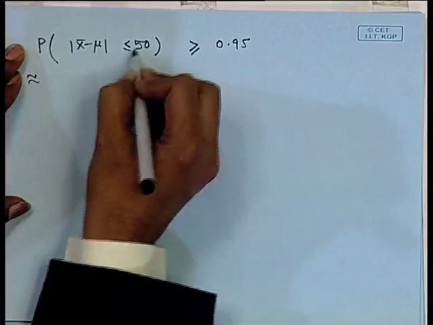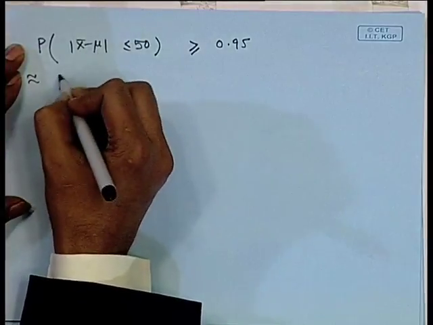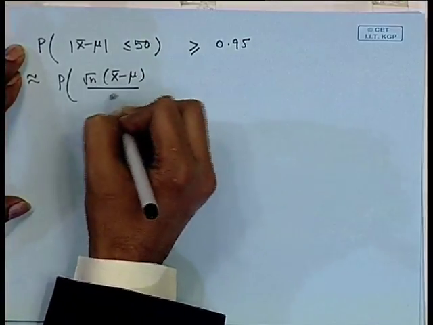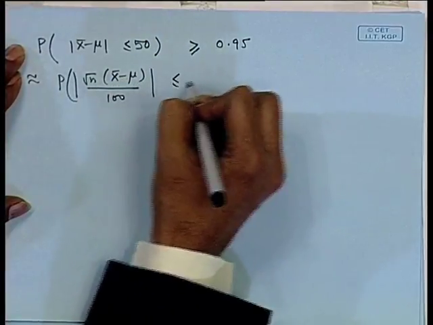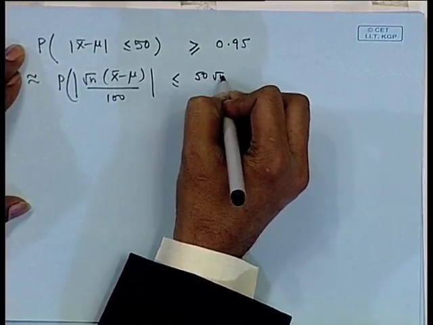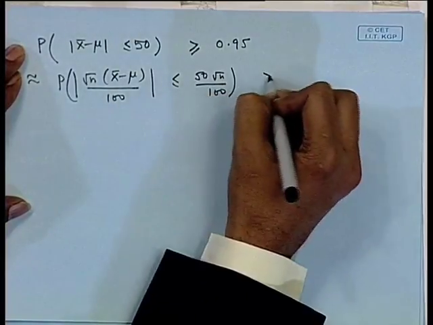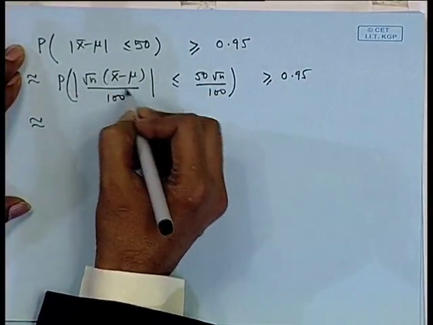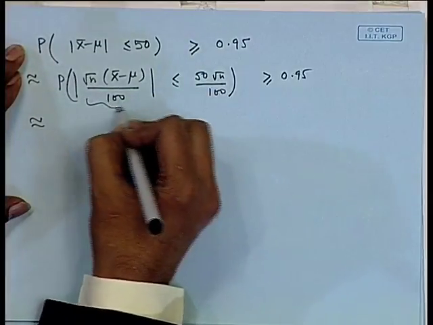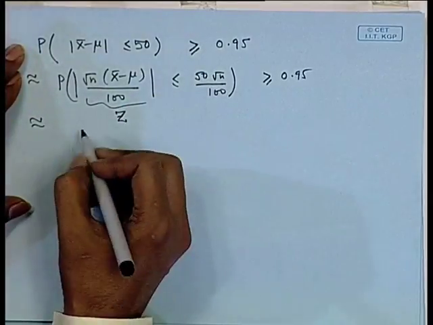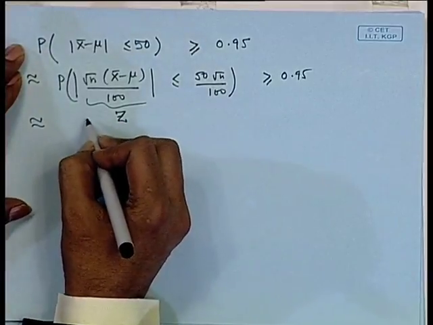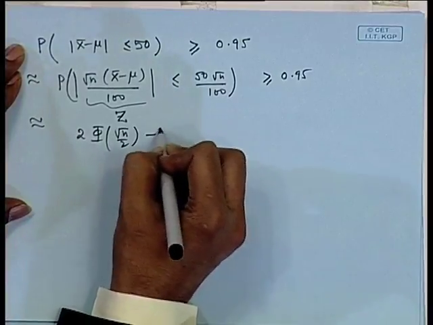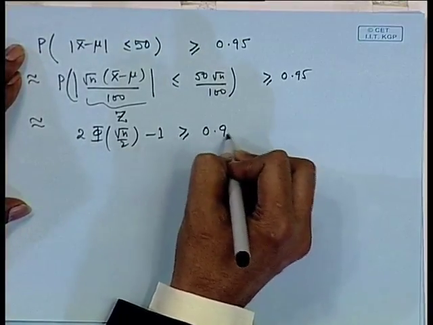So, we approximate this probability by making use of the central limit theorem. So, this is less than or equal to 50 root n by 100. This is approximately a standard normal random variable, so I can replace this variable by Z, where Z is a standard normal variable. So, this can be written in terms of the CDF, that is, twice phi of root n by 2 minus 1 greater than or equal to 0.95.